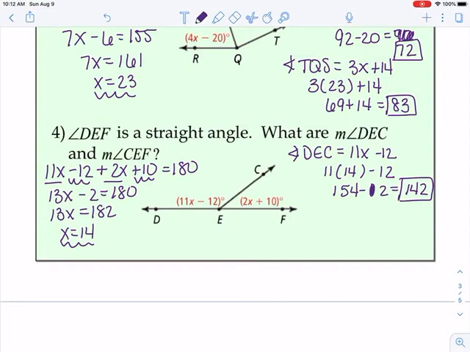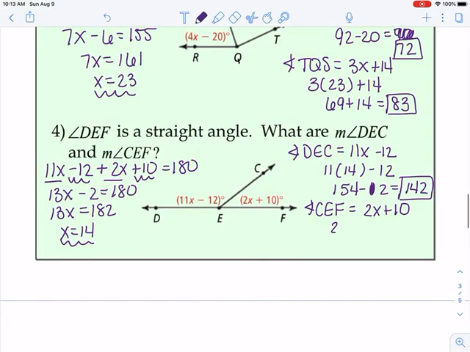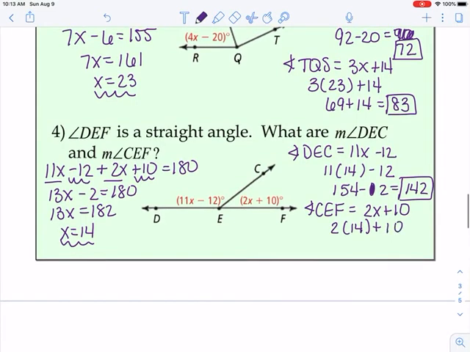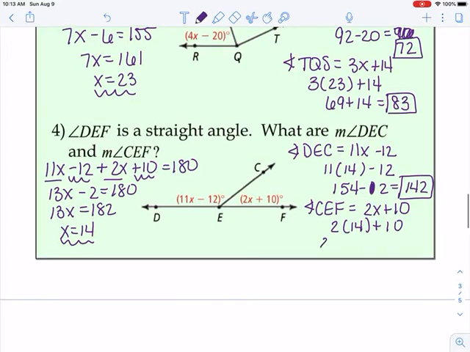And lastly, for our last angle here, we have angle CEF. And angle CEF was the one that was represented by 2x plus 10. And again, we just found out that x was 14. So I'm going to have 2 times 14 plus 10. 2 times 14 is 28. And 28 plus 10 will give me an answer of 38. And again, if I want to double check my work, if I take 142 and add 38, it will give me the 180 back.